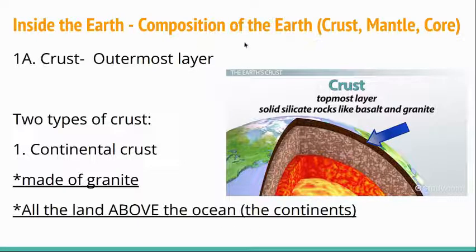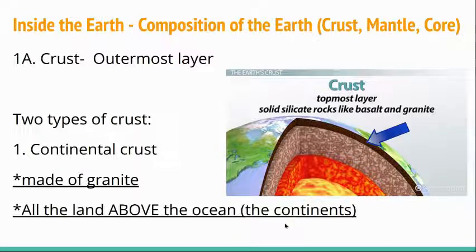So anyway, we're talking about the composition of the Earth. Composition is what something is made out of. So that's what we're focusing on right now, is we're breaking up the layers of the Earth into the crust, the mantle, and the core. There's actually two different types of crust. We have the continental crust. This is, of course, all the land that is above the ocean.